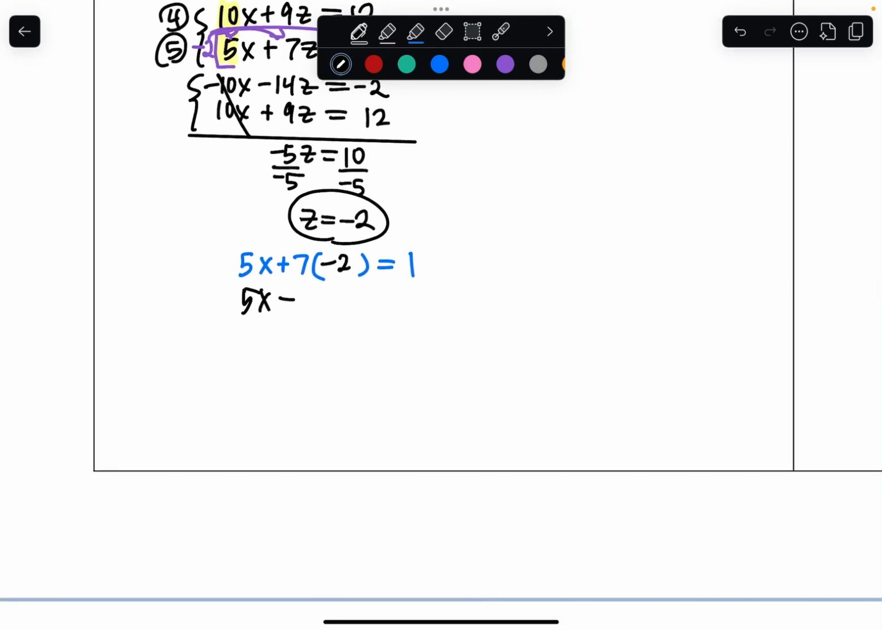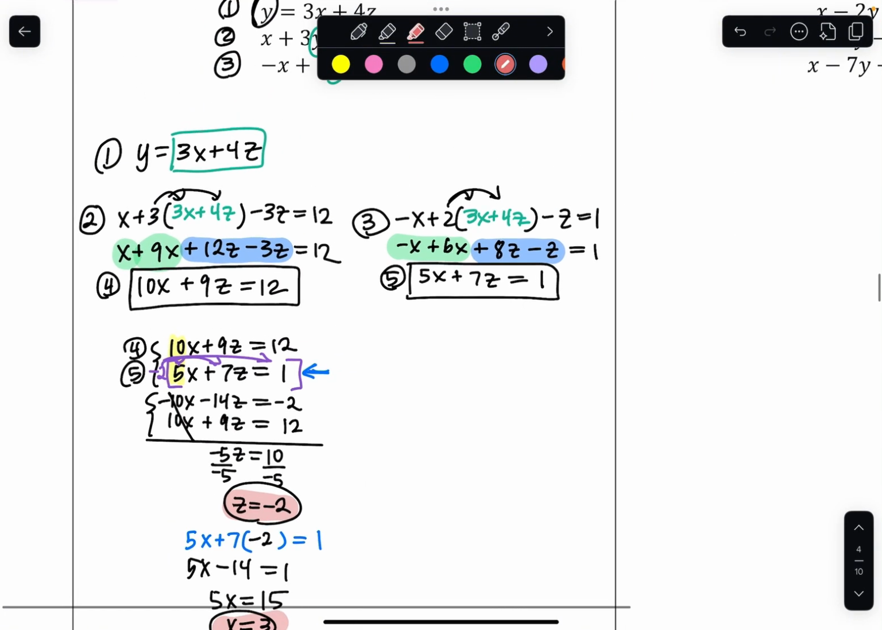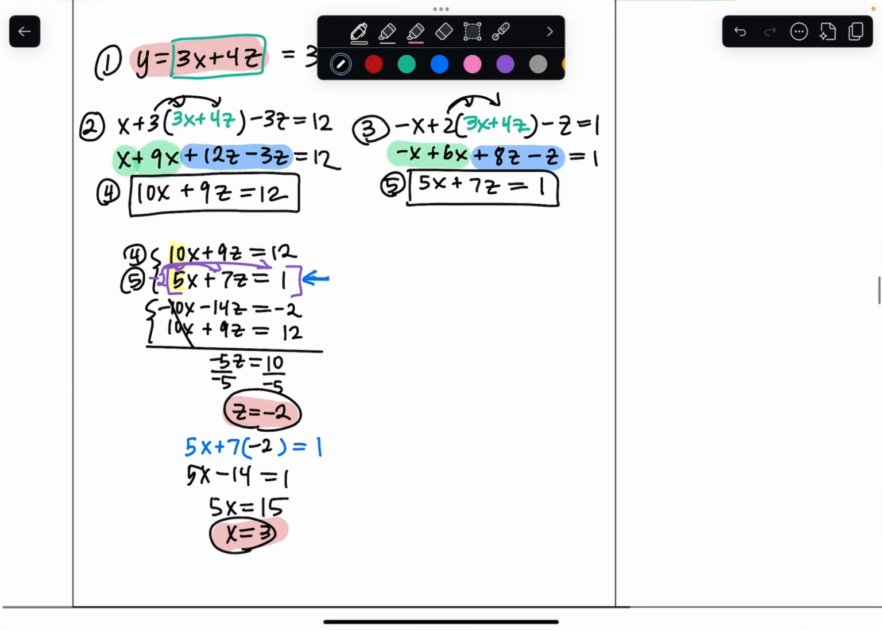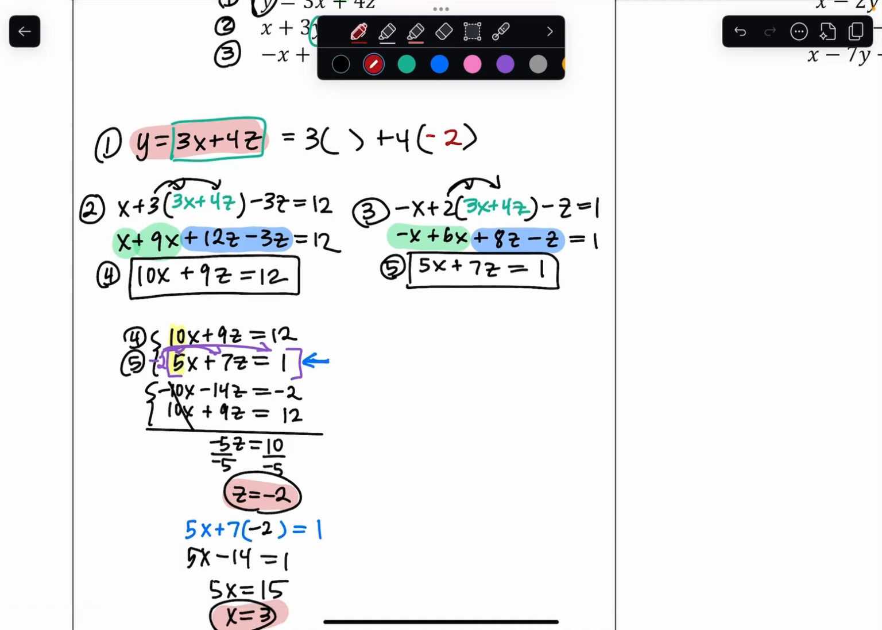So that gives me 5x minus 14 equals 1. Add 14 to both sides, we get 5x equals 15. Divide by 5, we get x equals 3. Okay, and so now that we know z and x, we're going back to this step 1, and we are going to substitute those. So we have 3x plus 4z. Z was negative 2, and x was 3, which gives me 9 minus 8, which is 1.